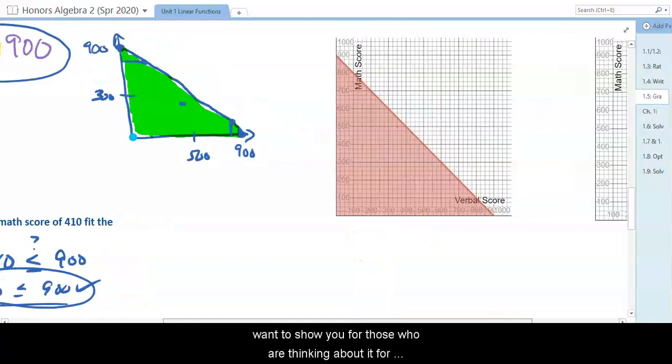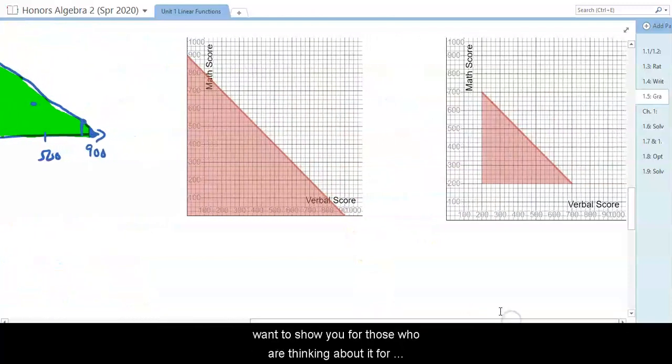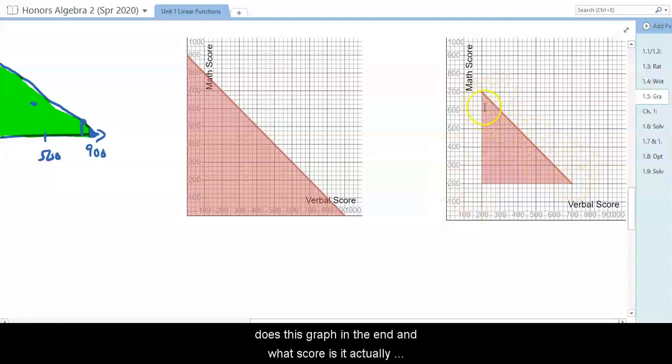graph. I just want to show you, for those who are thinking about it, remember the SAT scores, the minimum you get on a section is 200, the max is 800. And so you'll see what this actually does to this graph in the end and what scores would actually be valid in the end. Because again, you can't go under 200 on a math or verbal. And so that actually restricts us to only a 700 on the verbal side and not the full 800, because again, you can't get below 200 on either side.